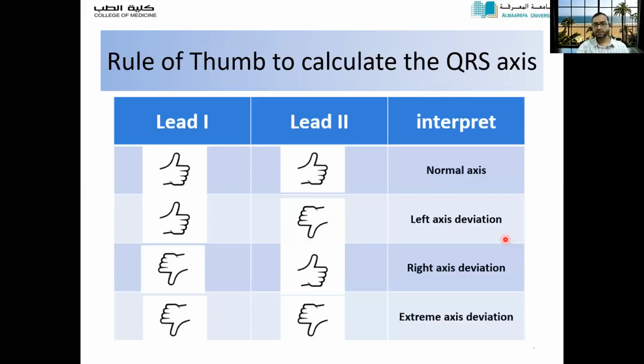Another way of looking at it is through the thumbs. Use both of your thumbs. Keep lead 1 above and AVF below. If both are positive, this is normal. If lead 1 is positive and AVF is negative, they are leaving each other. This is left axis deviation. If lead 1 is negative and AVF is positive, this is right axis deviation. Like this, you have to go on. And if both are negative, this is indeterminate. This is another way of looking at lead 1 and AVF, and instead of drawing arrows, you can use your thumb. This is the simplest method of determining the axis.